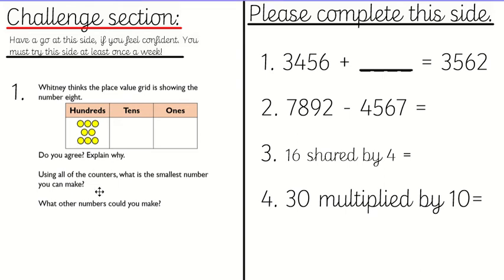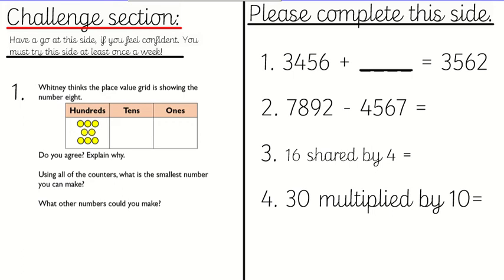Now we're moving on to part 2. So there are quite a lot of steps to this problem solving question today. Using all of the counters, what is the smallest number you can make? So which column represents the smallest type of number? Which one in the place value chart? Hundreds, tens, or ones? Pause the video now and think about where you could put all of those counters to make the smallest number. Would it be in one column? Would you spread them across? How could you make the smallest number?